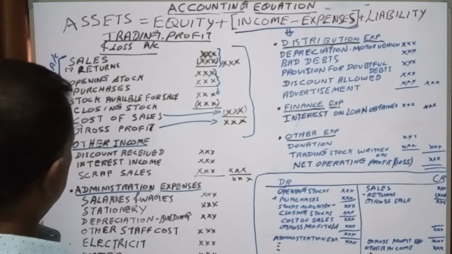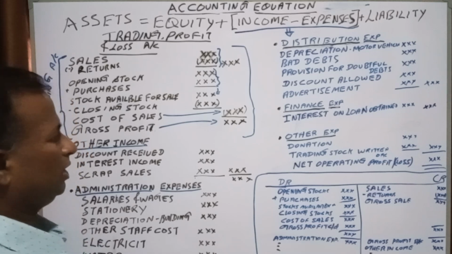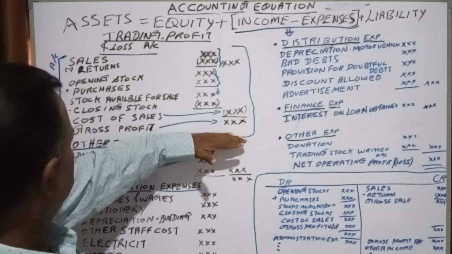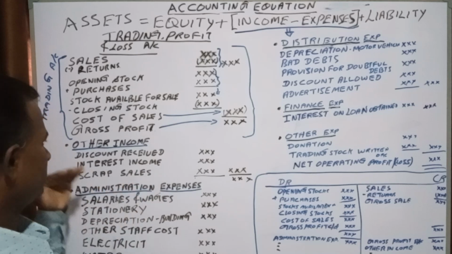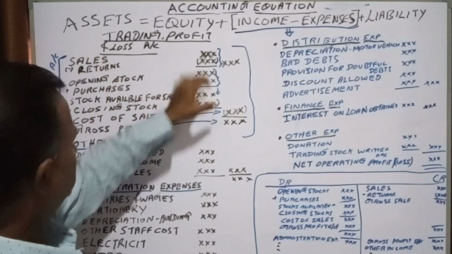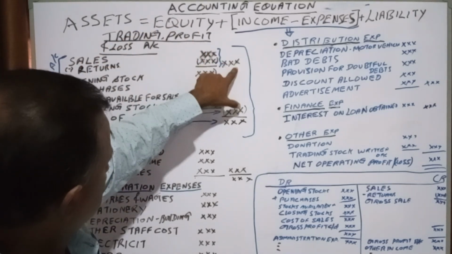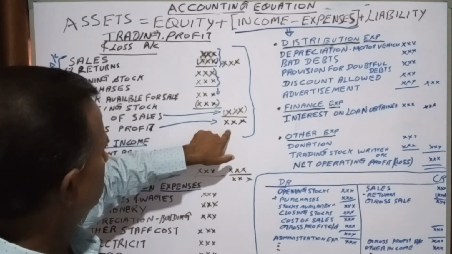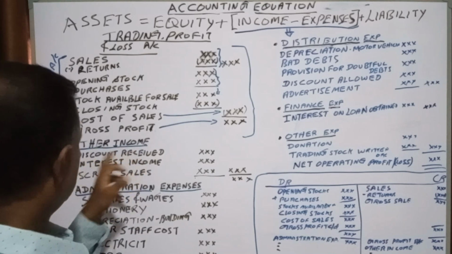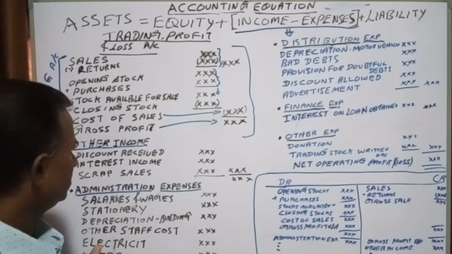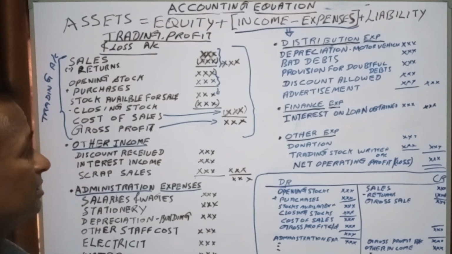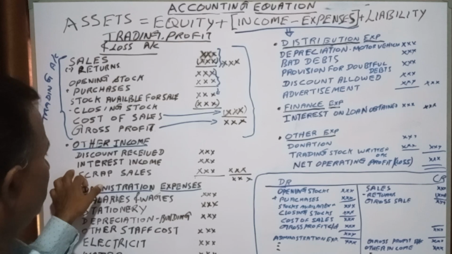This is the process of ascertaining the net operating profit or loss. Up to the trading account, if you are okay, then we can proceed with the profit and loss account. Gross sales minus cost of sales equals gross profit. If we add other income to the gross profit, other income means we can say discount received, interest income, scrap sales, etc.